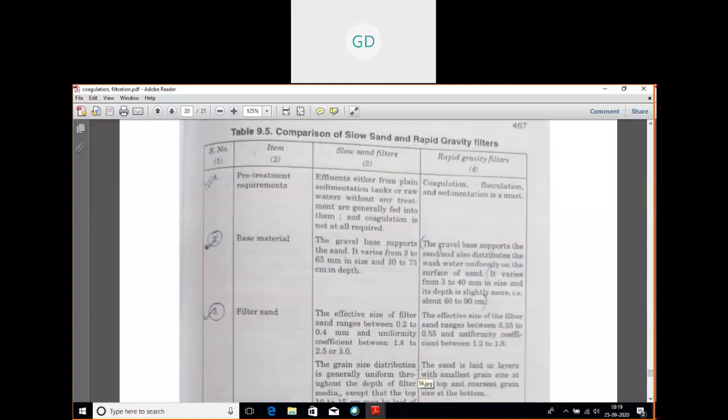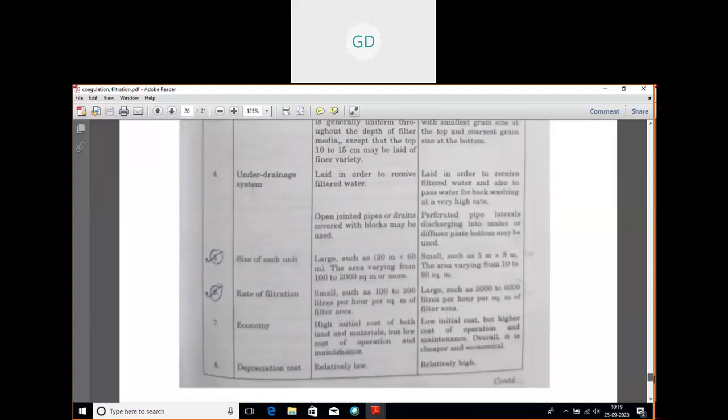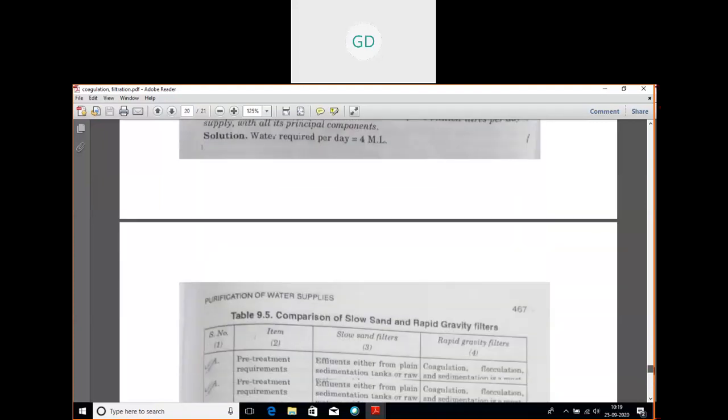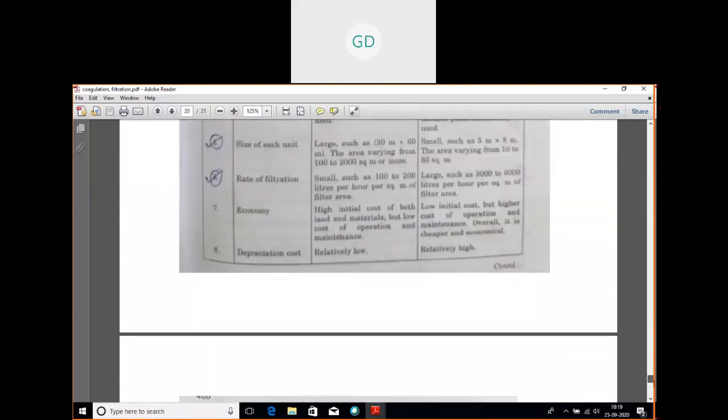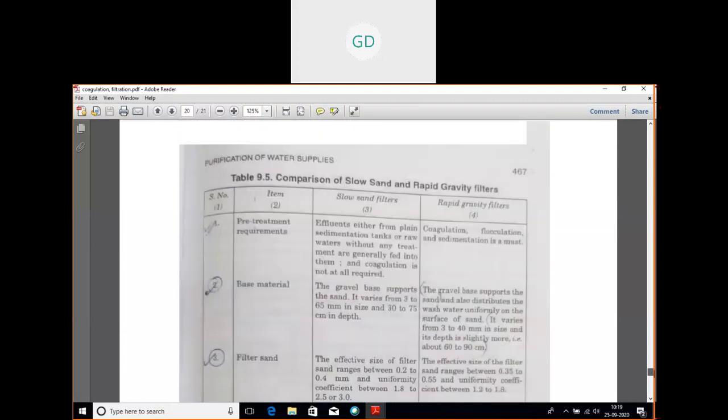They are compared according to their pre-treatment requirements, base material, filter sand, under drainage system, size of each unit, rate of filtration. So it's a vast table. There are almost, I guess, 18 differences.